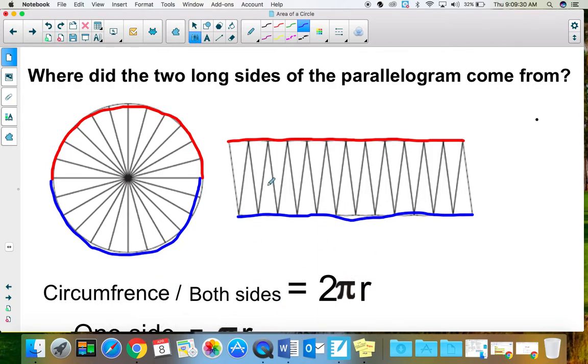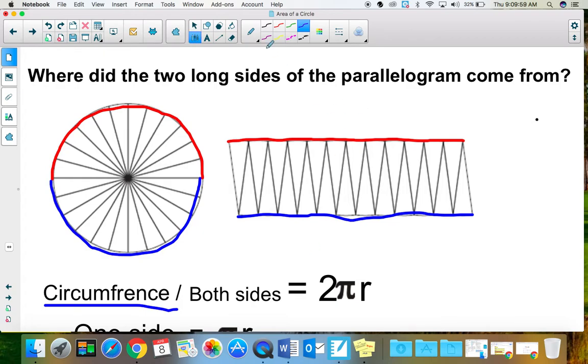We already know how to find the circumference, or in this case both sides, top and bottom. This was our equation, and we learned that in the last videos. So, 2 times pi times r, because remember we did the radius times 2 to get the diameter, and then the diameter times pi gives you your circumference. But that is giving you both.